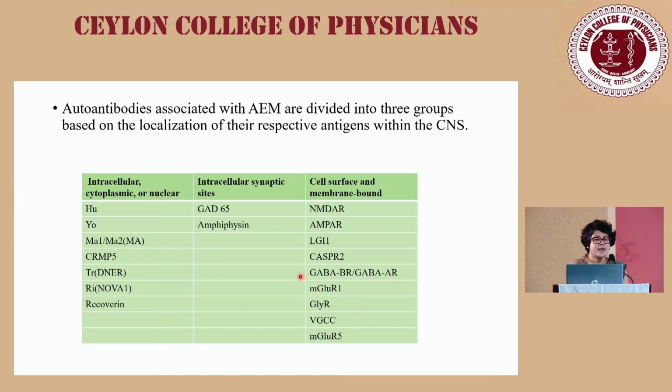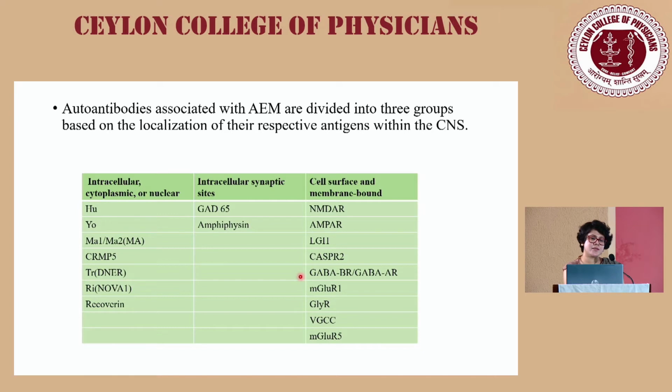Basically, there are three types of antigenic targets that have been identified so far. The first one is intracellular, cytoplasmic or nuclear antigens, which are targeted by Hu, Yo, Ma1, Ma2, CRMP5, those sorts of antibodies, which are mostly associated with malignant conditions.